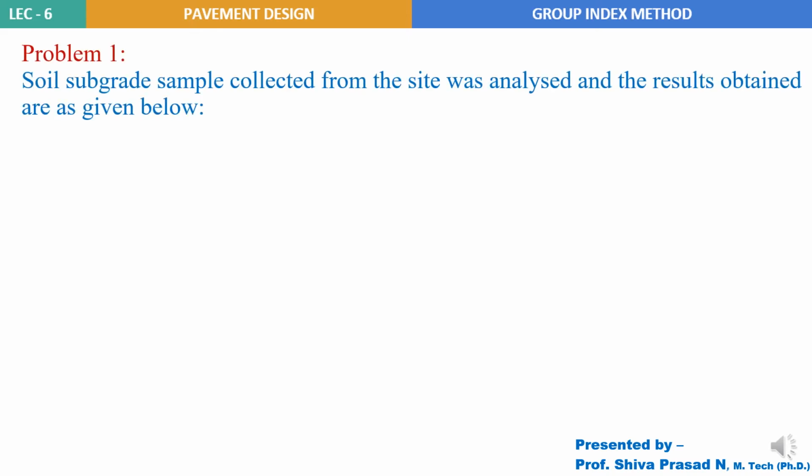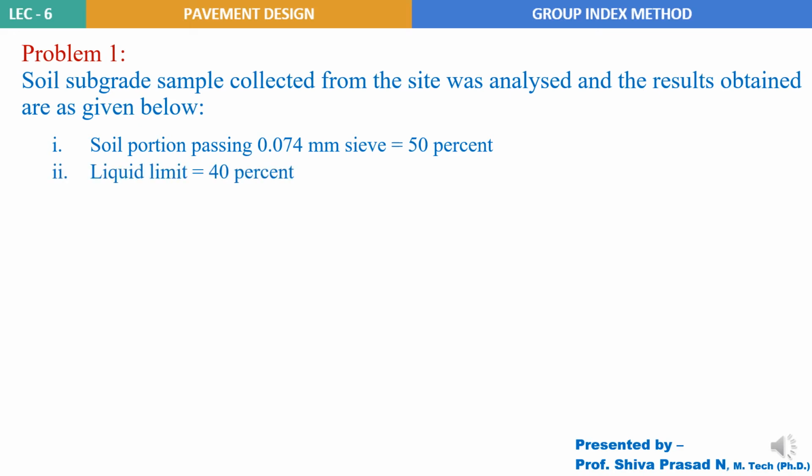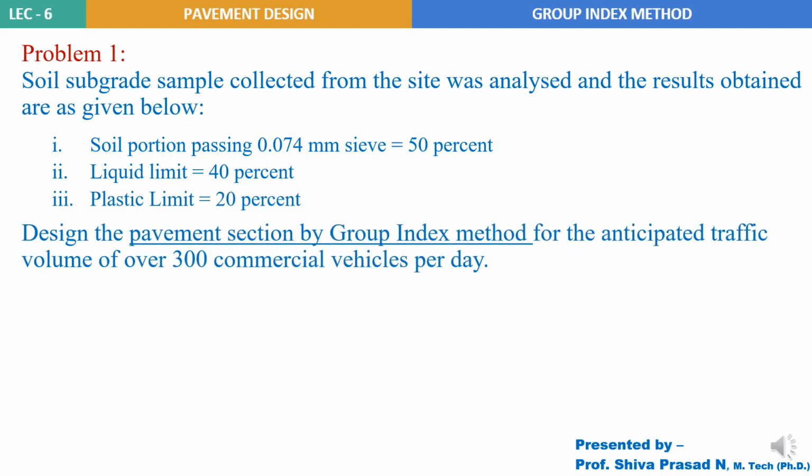So problem number 1 is like this. Soil subgrade sample collected from the site was analyzed and the results obtained are given below. Soil portion passing 0.074 mm sieve equal to 50%. Liquid limit is equal to 40%. Plastic limit is equal to 20%. So for this information, we are asked to design the pavement section by group index method for the anticipated traffic volume of over 300 commercial vehicles per day.